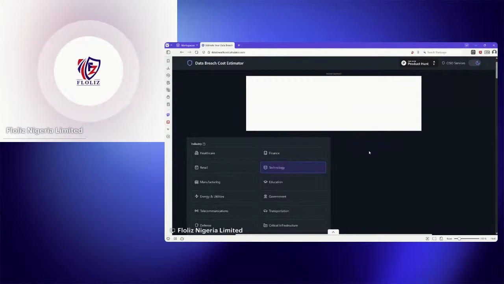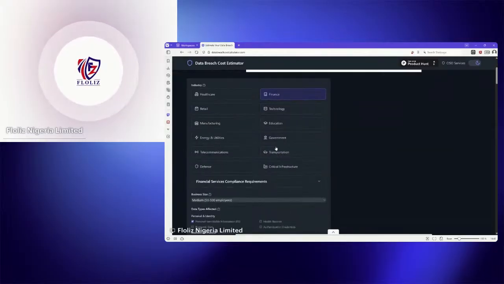So the website once again is databreachcostcalculator.com. When you are with your key decision makers, because we had this question in the first session today, somebody asked, how can I really get board members to understand the impact? So I'm going to assume this is a finance institution. So I'll click finance.